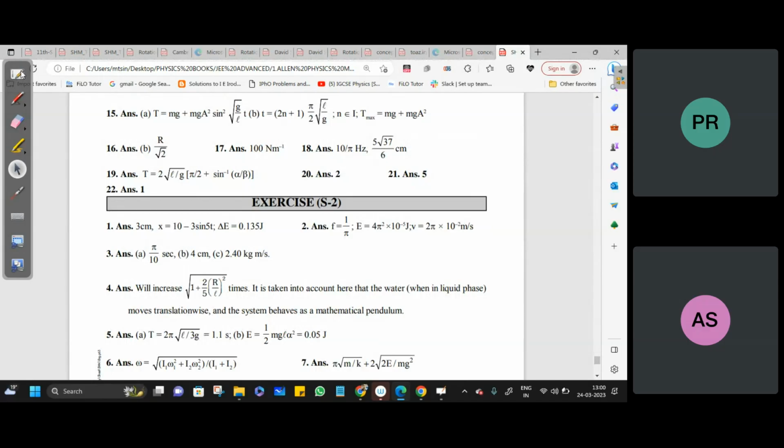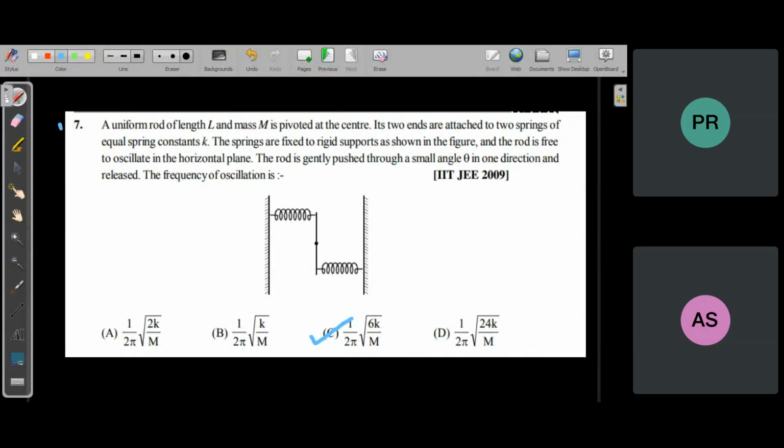Okay, so again here you applied the angular SHM concept, right? Yes, sir. Net torque equals I alpha, and the I you have taken about which point? About one end of the string I have taken the moment of inertia, sir. So about this end you have taken.